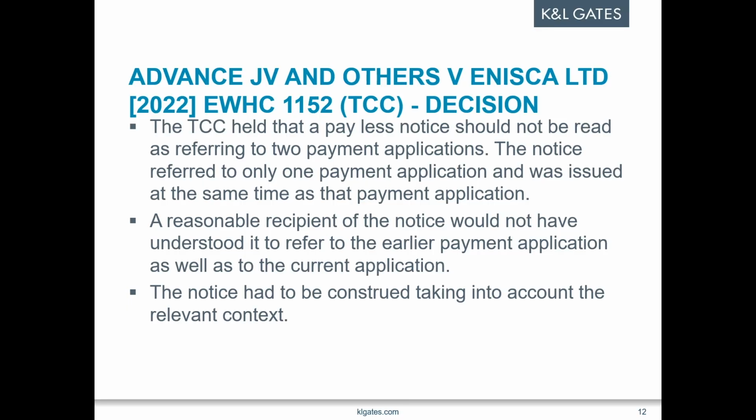The timing point, namely that the pay less notice was provided one day before the end of the deadline for application 24, was, the court said, no more than neutral in the circumstances, where the pay less notice was also within the overlapping period for service of the pay less notice under application 25. So in short, if the pay less notice was intended to remedy the failure to serve a payment certificate for application 24, it didn't make that clear. In the absence of any suggestion that it was designed to plug that gap, the reasonable recipient would have taken it at face value.